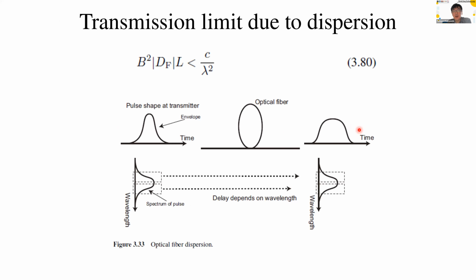I skipped the detail of the explanation, but you can see the basic function. The B describes the bandwidth. If the bandwidth is doubled, the limit will be 4 times smaller. This is a very important point.